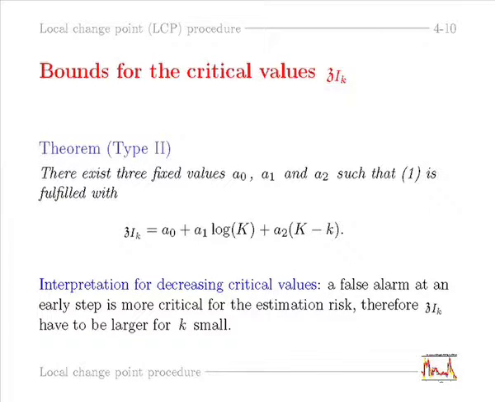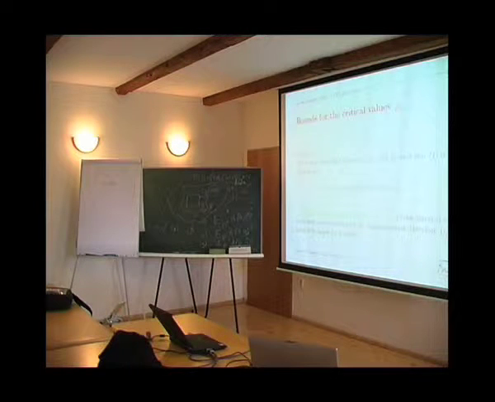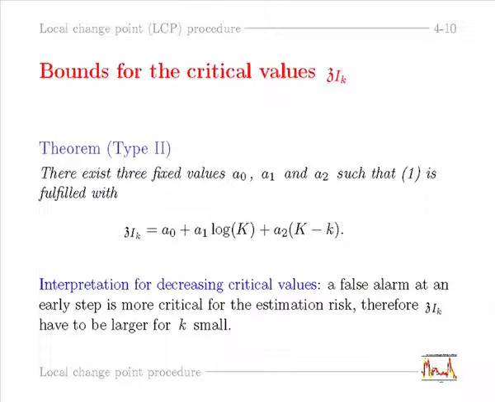Good, you have the same bound for the critical values. It's logarithmic in the sample size or linear in the number of intervals. It's the same. And again, you have this shape that the critical values are larger at the beginning and go down, with the same interpretation. At the beginning, you should be more conservative than at the end, because you pay more for a false alarm.